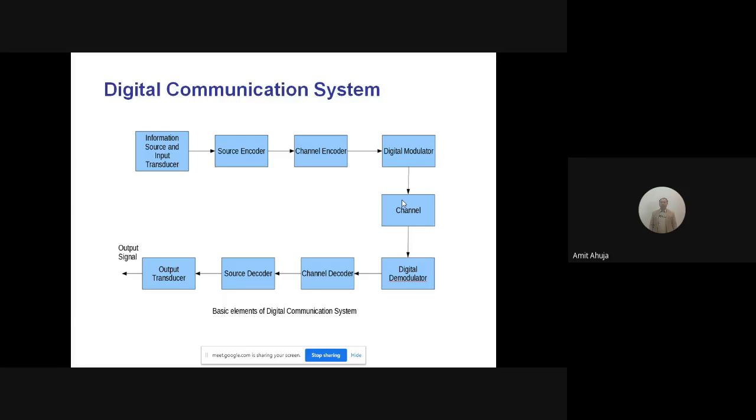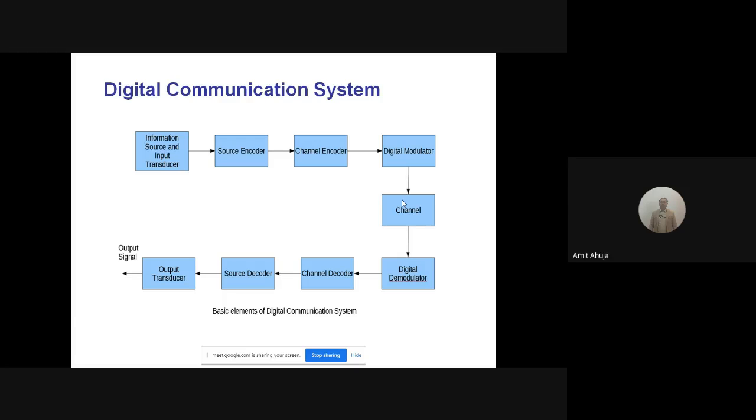Now, how to counter this challenge is one of the research areas, as discussed earlier. One way to counter it is to design the receiver in such a manner that I get better quality of service for a given bandwidth and given power, or for reduced bandwidth and reduced power. This is one of the areas for a communication engineer.